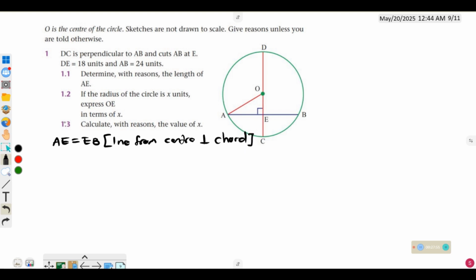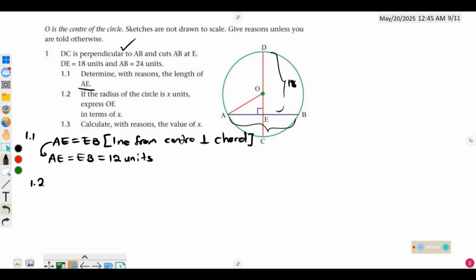Okay, and then let's move on with the statement. It cuts AB at E, right? DE is 18 units. Oh, so that whole length right here, this is 18, and AB is 24 units. Okay, AB, which is this one. So AB is going to help us. Remember, we said AE is equal to EB, but since we have the total length, we know that these two, AE and EB, are supposed to cut 24 equally, right? So this means each one of them will be 12 units. We don't need a reason because this is a substatement from our opening statement. And by default, we've just answered 1.1 because they are looking for the length of AE.